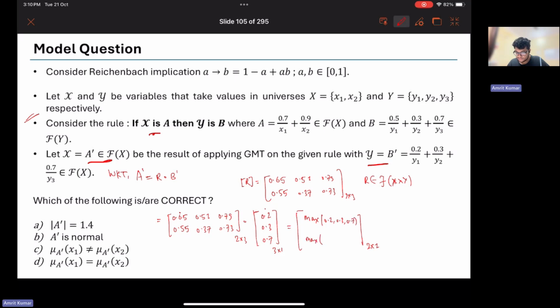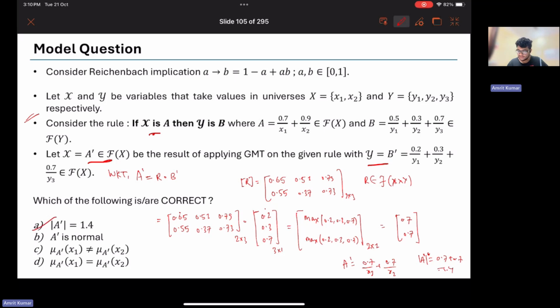Similarly, minimum of 0.5 and 0.2 is 0.2. Minimum of 0.37 and 0.3 is again 0.3. Minimum of 0.73 and 0.7 is again 0.7. So maximum is nothing but 0.7 and 0.7. So therefore, our fuzzy set A dash is 0.7 and 0.7. So the scalar cardinality of A dash is 0.7 plus 0.7, which is 1.4.